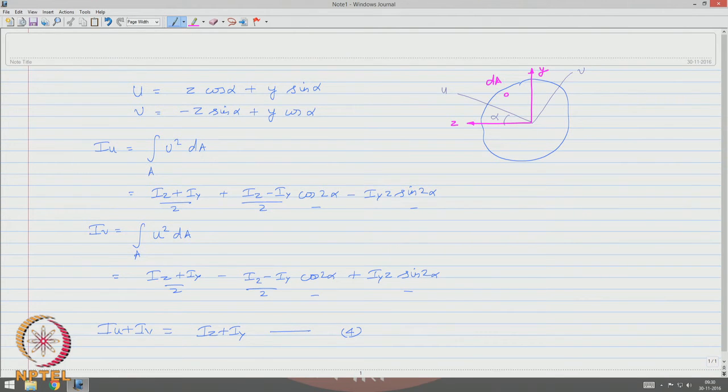We need to also work out I u v, which is the integral for the entire area u v dA, which is now z cos alpha plus y sin alpha into minus z sin alpha plus y cos alpha of dA.